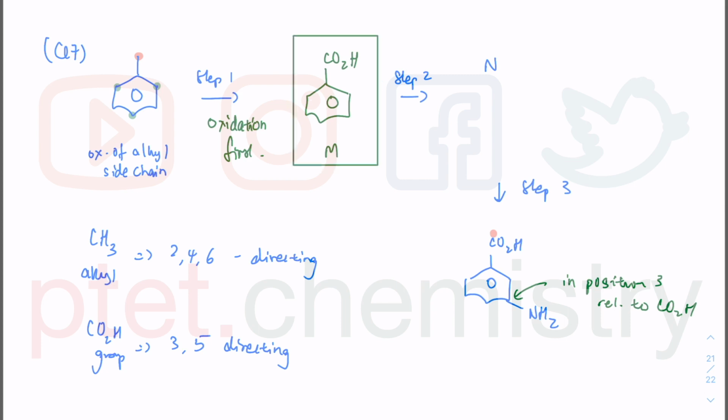Let me just put it in a box. Anyway, so now the CO2H will direct substitution. If that is position 1, then it will direct substitution to position 3 and position 5, which is what we are hoping for. So this is going to be your nitration. So your nitration comes second and not first, because if nitration happened first, it will go to 2, 4, and 6. So the decision really matters. So this is going to be N.